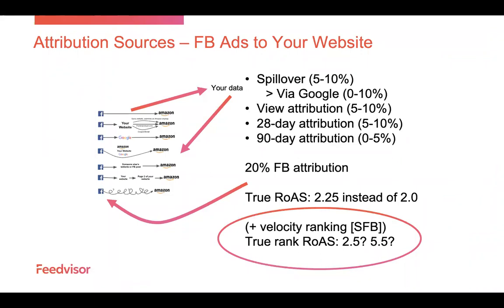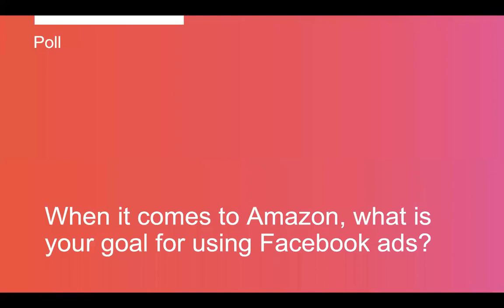This is where you're sending Facebook traffic to Amazon and intentionally trying to increase your ranking, so then Amazon rewards you with a higher ranking because they see the spike of sales, and they want more customers to see that listing. So let's have this next poll. When it comes to Amazon, what is your goal for using Facebook ads? Are you specifically funneling traffic to Amazon in different ways to intentionally increase ranking there and then get even more organic sales because of this external marketing? Is that an intentional goal that you have?